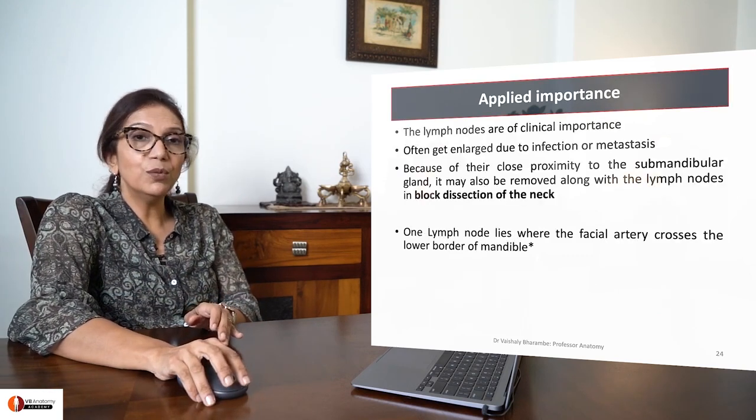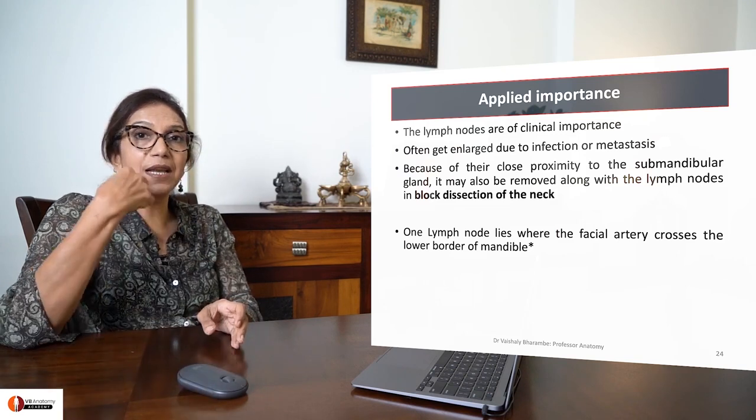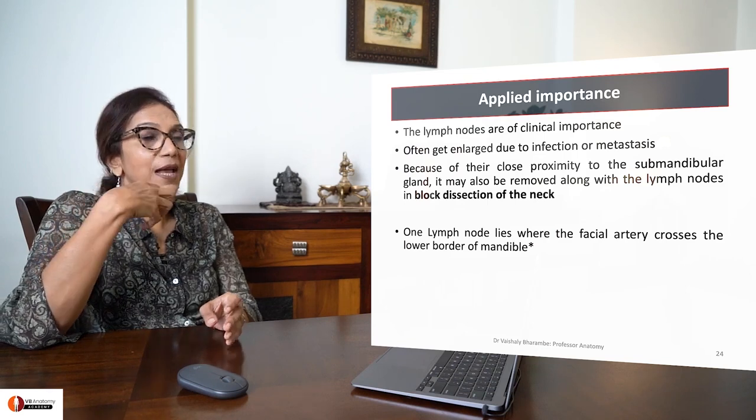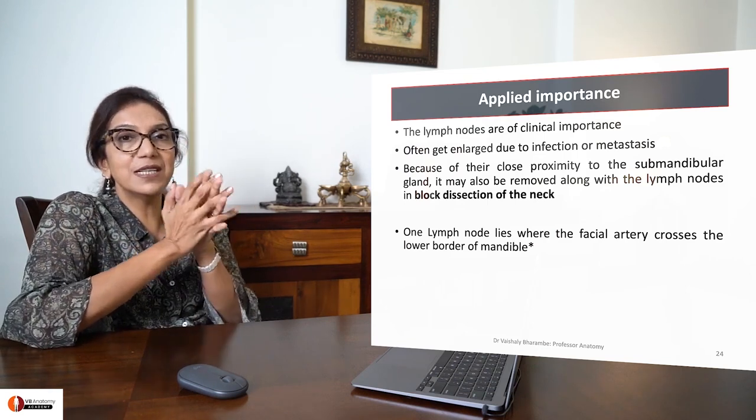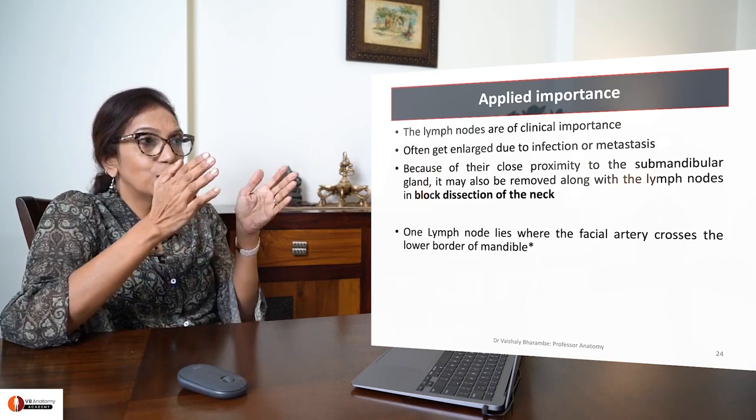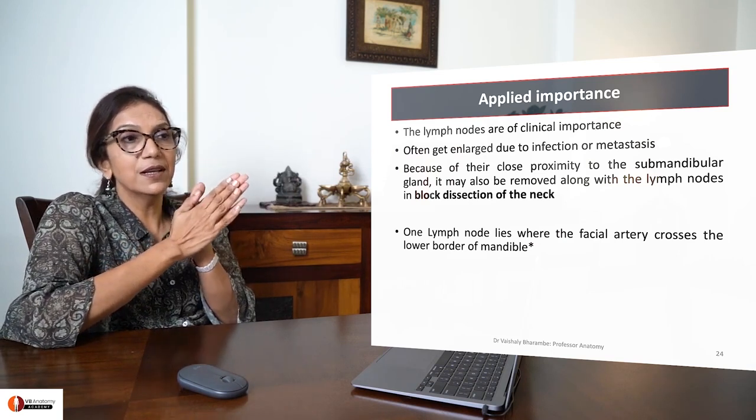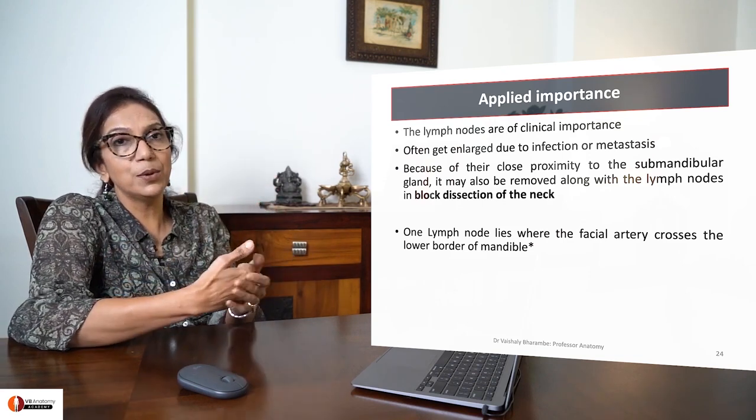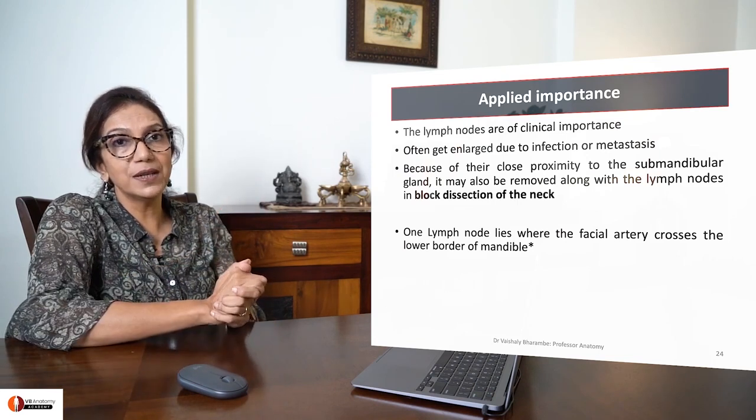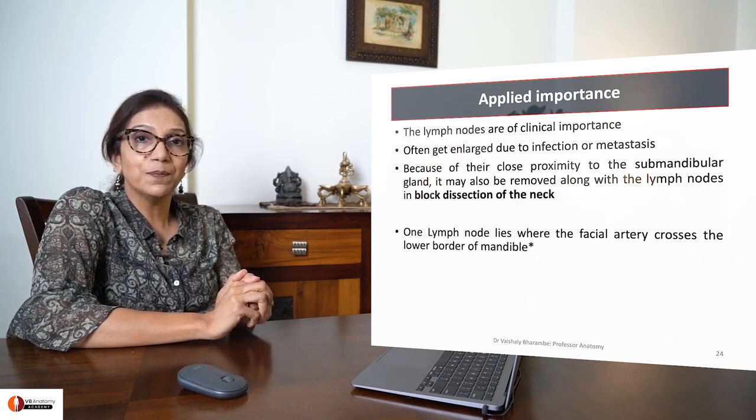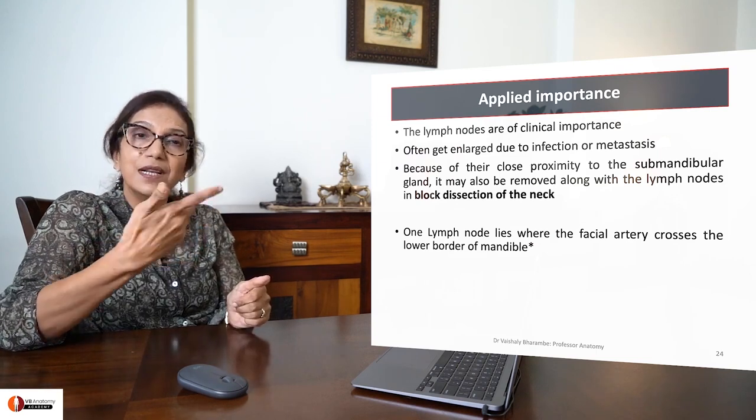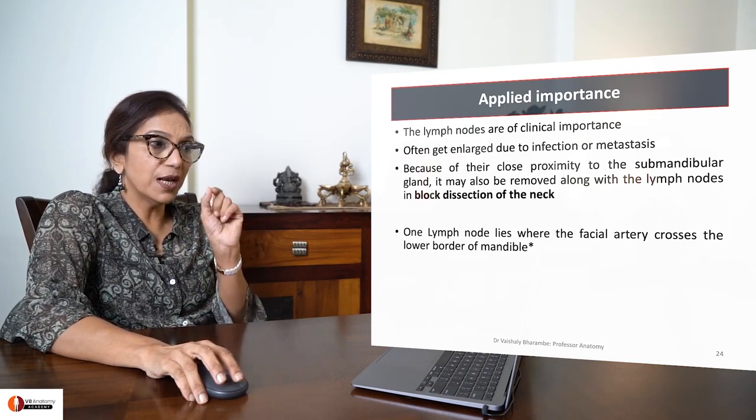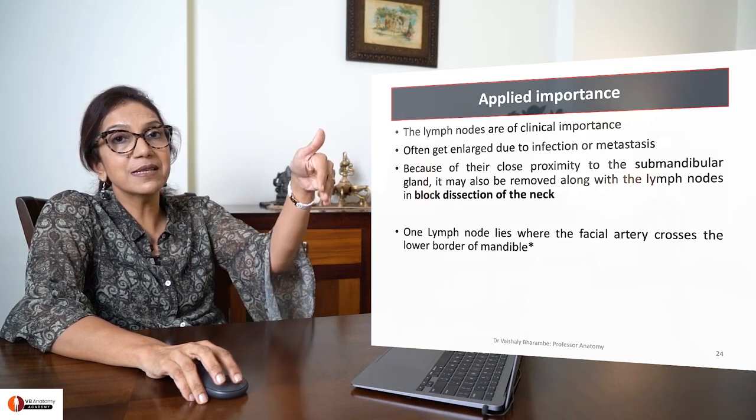So what is important about it? Just understand that a cancer in this region will also come to the submandibular lymph nodes. Because it's enclosed within the same investing layer of deep cervical fascia and in close proximity to the submandibular gland, when you are operating, you might have to remove the gland along with the submandibular lymph nodes in block dissection of the neck. Understand what I am trying to say. One of these lymph nodes lies very close to the facial artery. Put that in your brain. We will be discussing it subsequently.